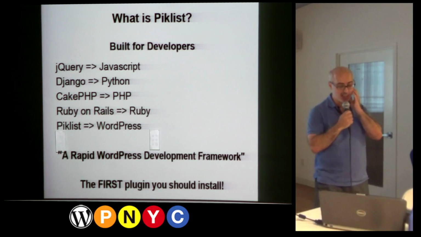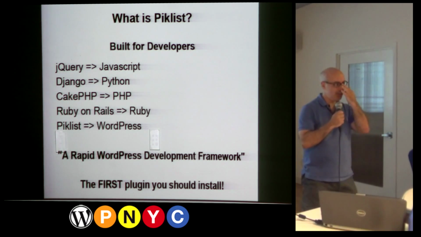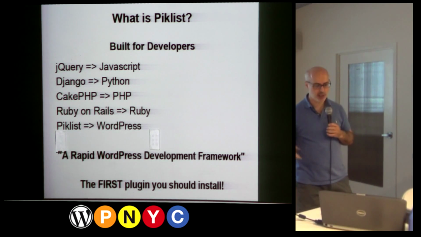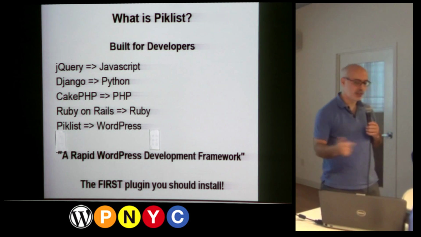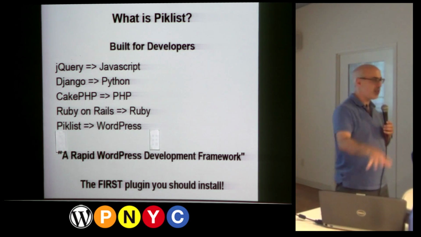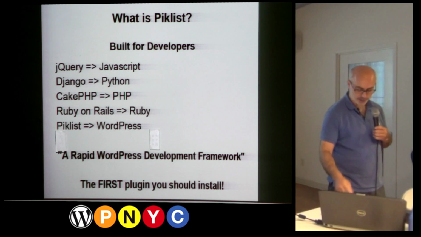So what is Piklist? This is how we've been thinking about it. To us, it's how jQuery is to JavaScript. jQuery adds power to JavaScript and makes it easier for you to write JavaScript. Django to Python, CakePHP to PHP, Ruby on Rails to Ruby. Well, now WordPress has Piklist. It's a rapid development framework, so you can develop quickly, obviously, and it really should be the first plugin you install. At least that's what we hope.